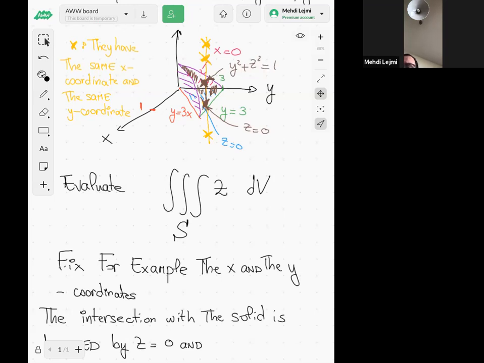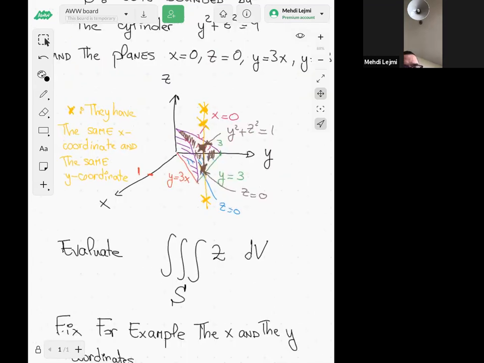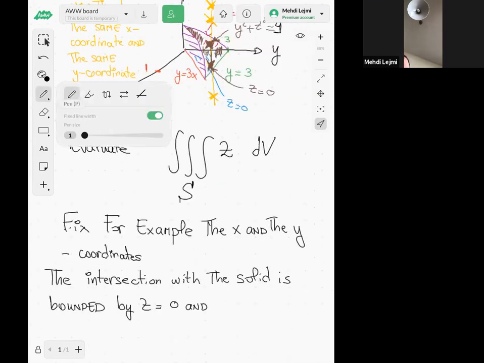No, it's not 1, I think, sorry. It's 9, sorry. So this is 9 here. For some reason I said 1. So it's a cylinder, Y squared plus Z squared equals 9, not 1.